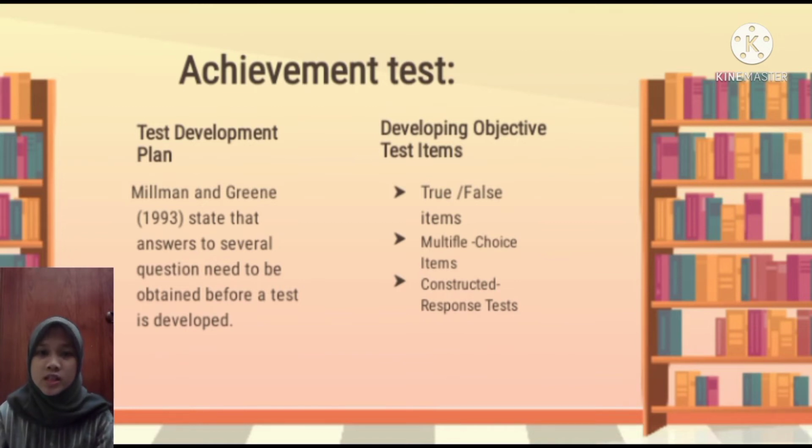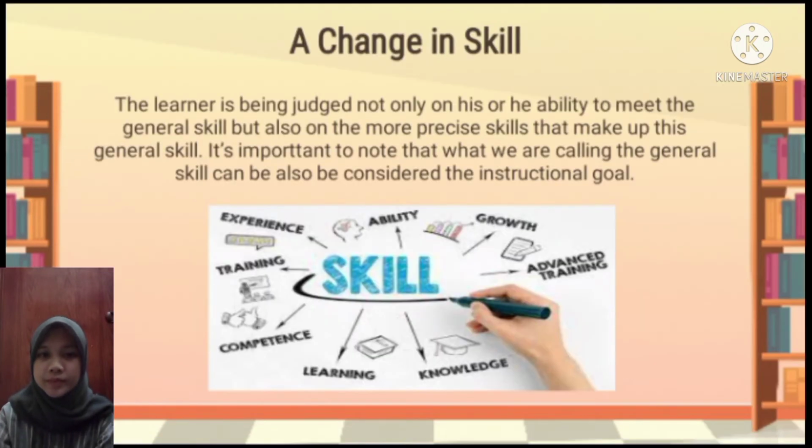The last, constructed response test. Constructed response tests differ from objective tests because the answers to questions making up constructed response tests do not necessarily have one correct response. So constructed response tests are considered to be subjective tests and are therefore generally more difficult to score. And the major item used in constructed response tests is the essay.